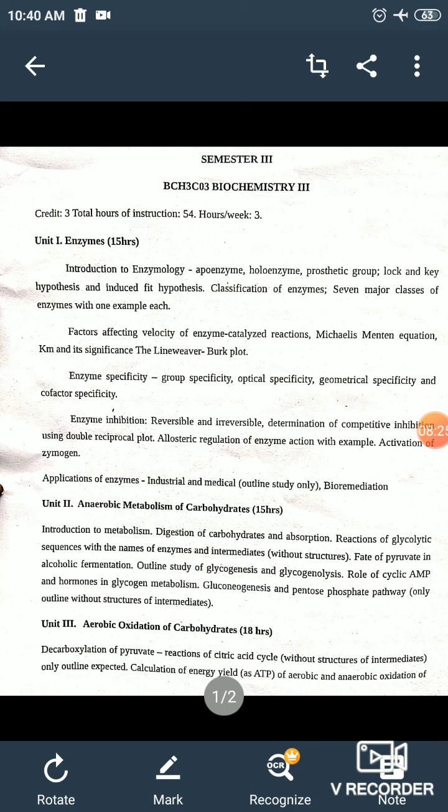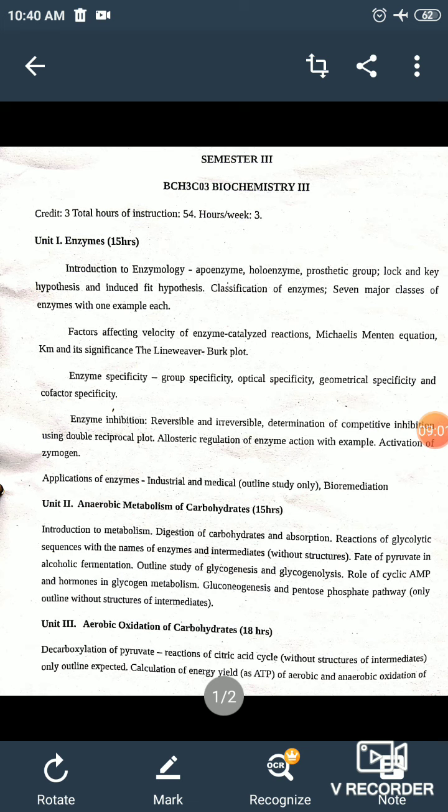Next is gluconeogenesis. So what is gluconeogenesis? Gluconeogenesis is a metabolic pathway in which glucose is synthesized from non-carbohydrate sources like amino acids, pyruvate, and other things. So production of glucose from non-carbohydrate sources is called gluconeogenesis. So we have to study the metabolic pathway and the enzymes in it.